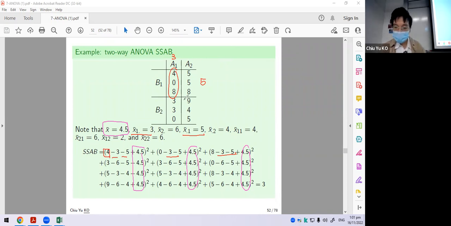I think there's a typo here. Yeah, typo here. Sorry, it should be 3. Here is 3. Then the average is 4, so it should be 3, 4. Okay, it should be 3, 4 here. Just change this to 3, 4. This is 6, 5.